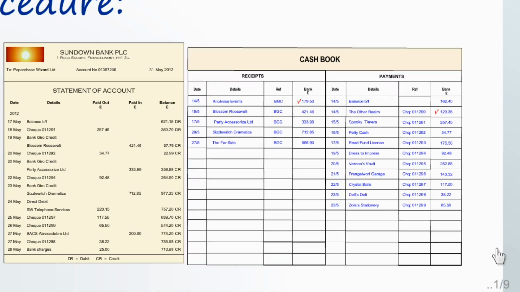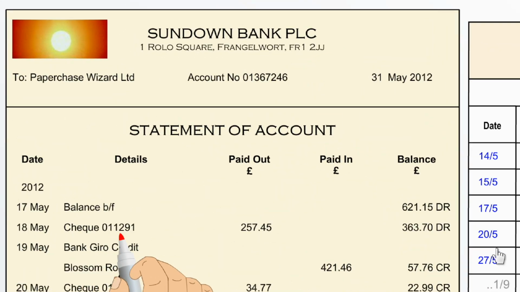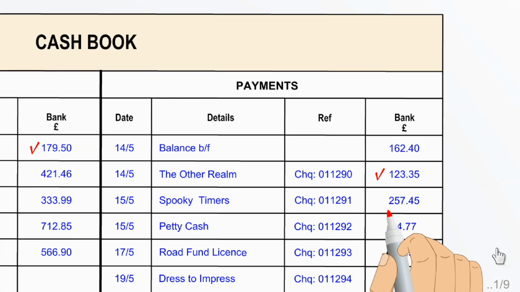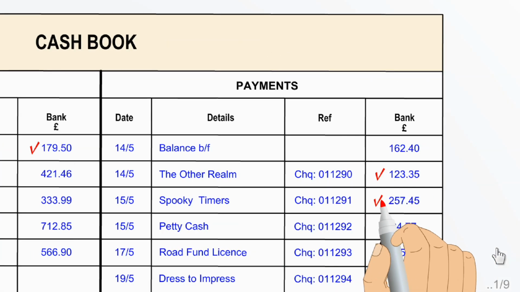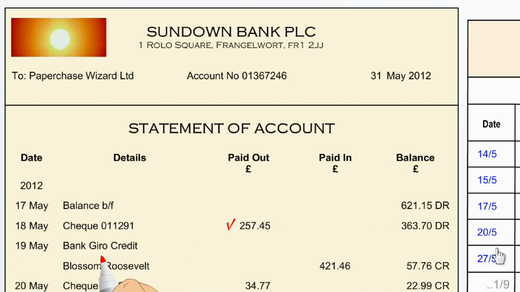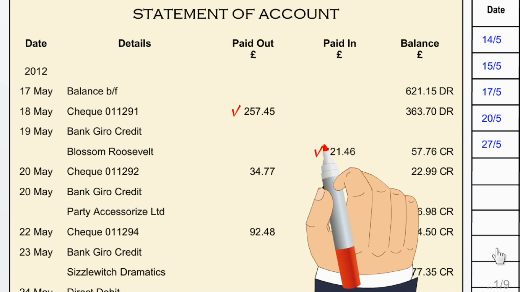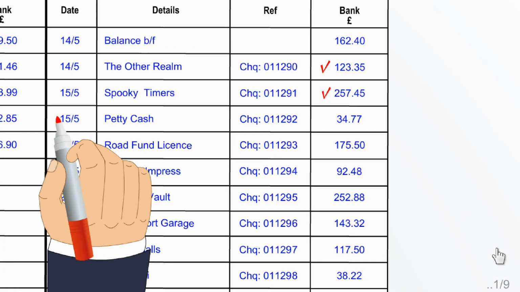So the first item shown on the bank statement that is also in the cash book is cheque number 011291, which is a payment we've made to Spooky Timers. So we need to tick off both of the entries as being matched. We simply carry on going through all of the receipts and payments and tick off all of the ones that are shown in both the bank statement and the cash book.